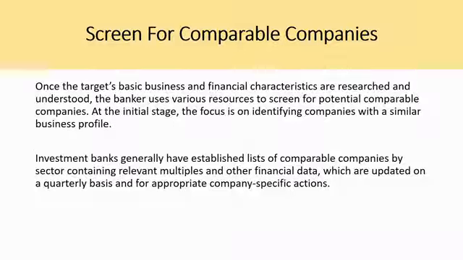Once the target's basic business and financial characteristics are researched and understood, the banker uses various resources to screen for potential comparable companies. At the initial stage, the focus is on identifying companies with a similar business profile. Investment banks generally have established lists of comparable companies by sector containing relevant multiples and other financial data, which are updated on a quarterly basis and for appropriate company-specific actions.